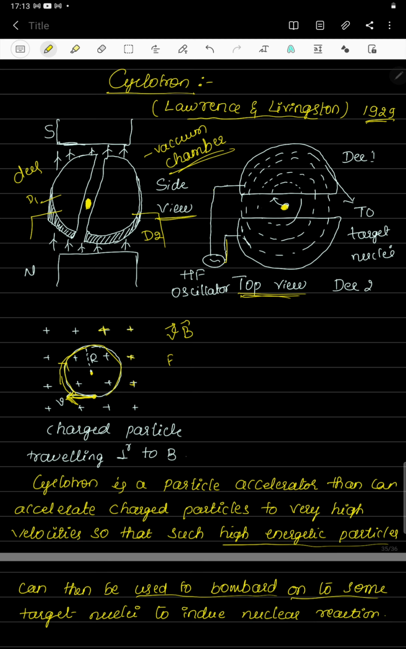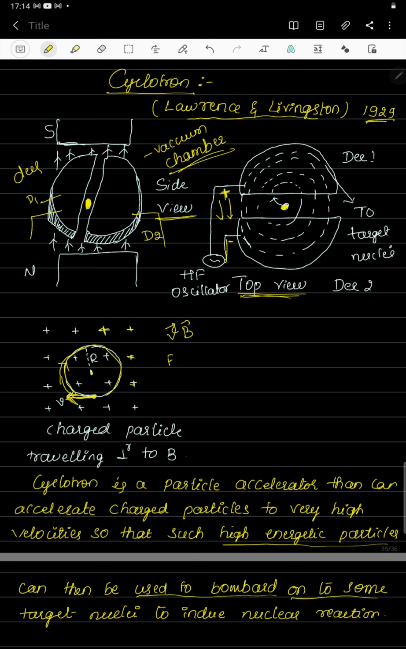Let us suppose at any instant of time, if this D is at the positive pole, this will be at the negative pole, because an AC signal will be there. If one is at positive, the other will be at negative, which means the electric field lines will be in this direction.